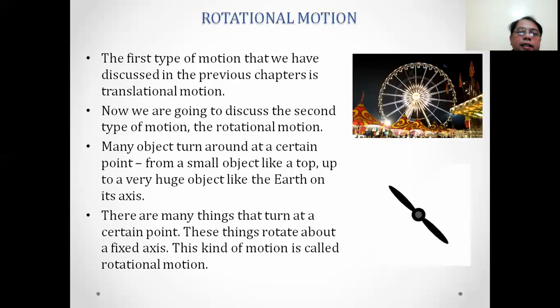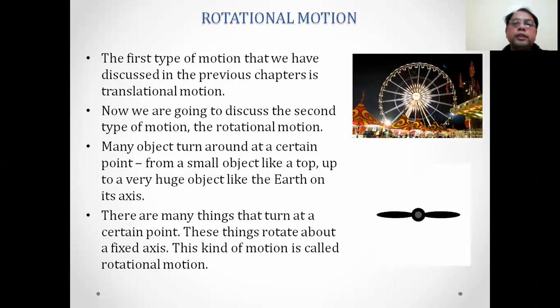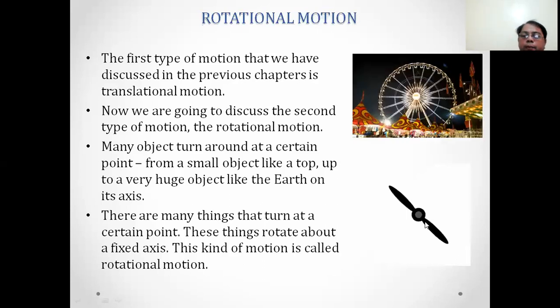So here is a concept again of rotational motion. This one, you can call it a propeller. We could also have a Ferris wheel. I don't know if you really like riding in a Ferris wheel, but these are rotational motions.